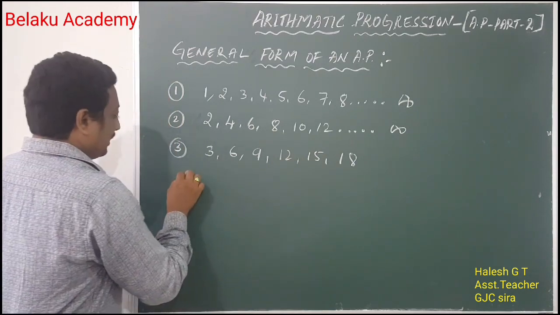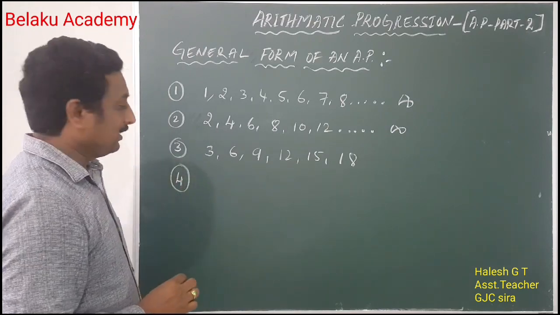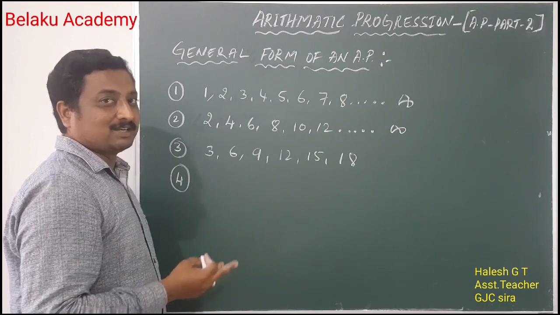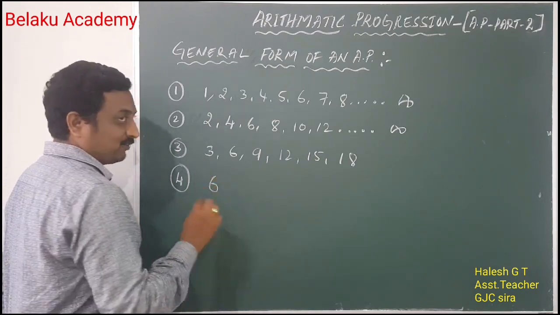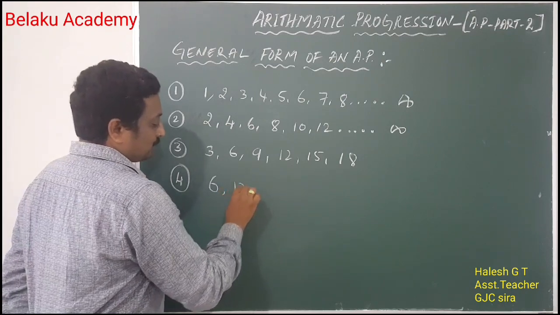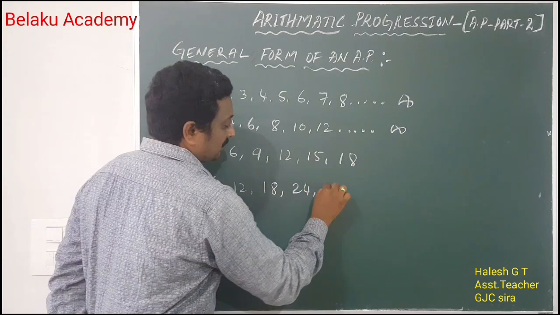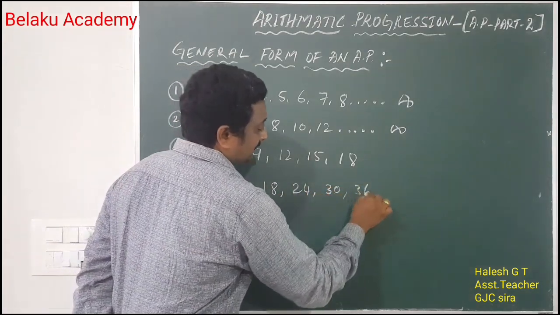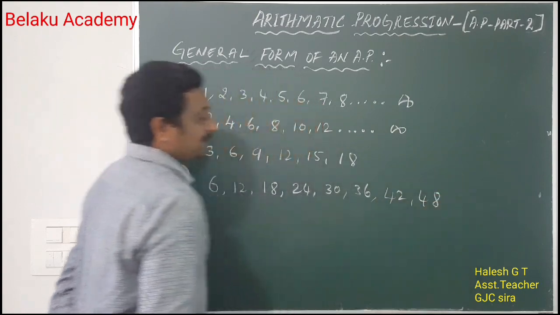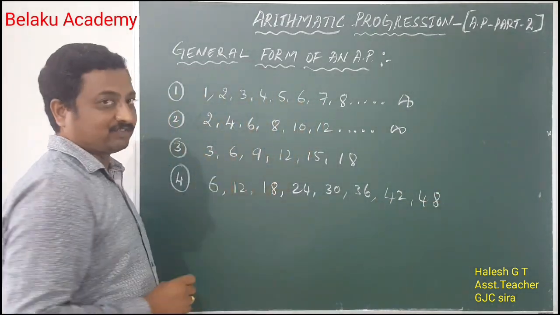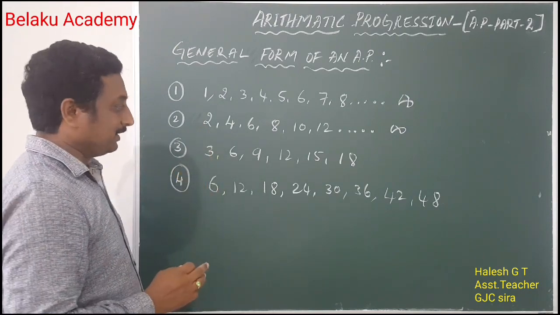Now let us move to the next example, the fourth example. Here let me take the multiples of 6 which are less than 50. So 6, 12, 18, 24, 30, 36, 42 and 48. These are the multiples of 6 which are less than 50. So, I have taken 4 examples of an AP.